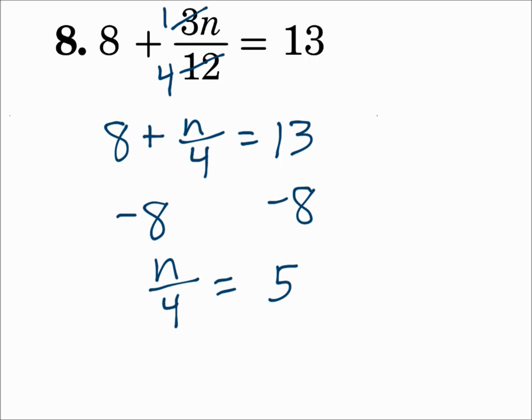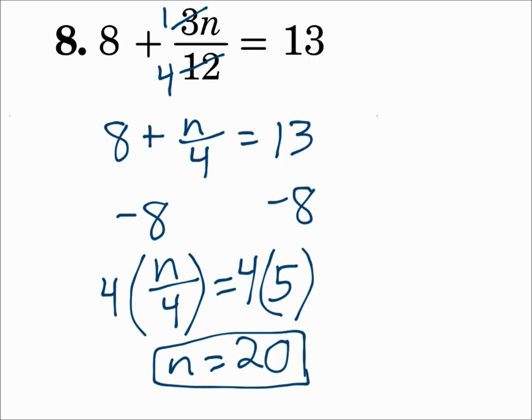The variable's not by itself yet. It's divided by 4. Do the opposite of division and multiply both sides by 4. The 4's cancel on the left, leaving n, and 4 times 5 is 20. Now the variable's by itself, and you're finished.